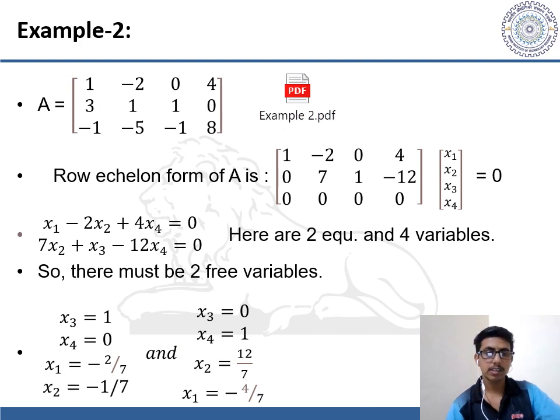Let's take another example where matrix A is given of order 4 cross 3. The matrix is 1, minus 2, 0, 4, 3, 1, 1, 0, minus 1, minus 5, minus 1, 8. First of all, convert the given matrix into its row echelon form, and the process of converting A into its row echelon form by elementary row transformations is given in the example 2 PDF. It's a very simple process. After getting the row echelon form, we have four variables.